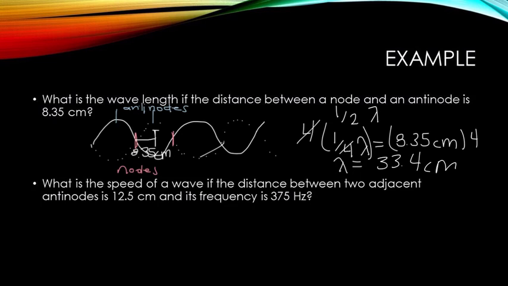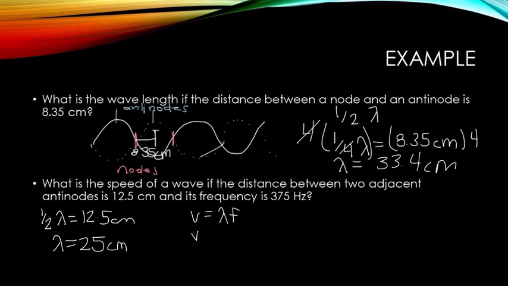Okay, and then second example, what is the speed of the wave if the distance between two adjacent nodes is 12.5 centimeters and its frequency is 375 hertz? Okay, so we know that the distance between two antinodes is half of the wavelength. So then lambda ends up being 25 centimeters. We know that our velocity formula is velocity equals lambda f. Let's do what we always do, knowns and unknowns. So velocity is what we're looking for. Lambda is 25 centimeters, and the frequency is 375 hertz. So we can sub and solve now.